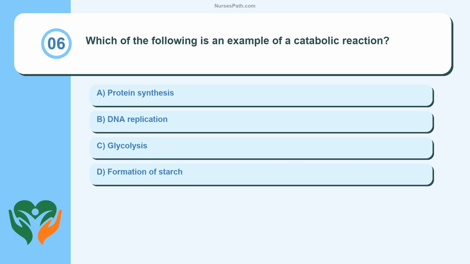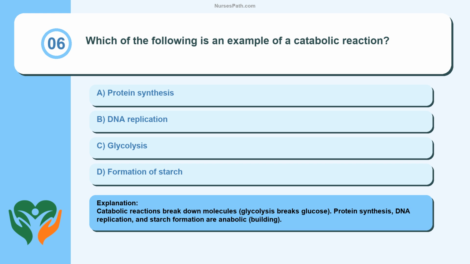Question 6. Which of the following is an example of a catabolic reaction? Protein synthesis, DNA replication, glycolysis, formation of starch. Catabolic reactions break down molecules, glycolysis breaks down glucose. Protein synthesis, DNA replication, and starch formation are anabolic, building.